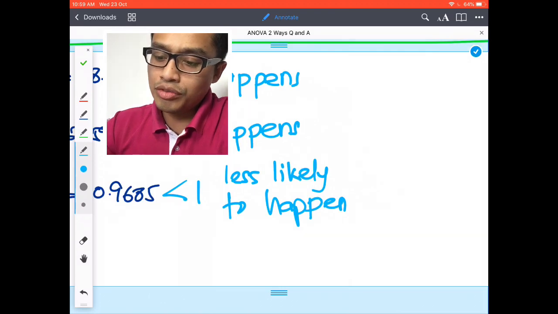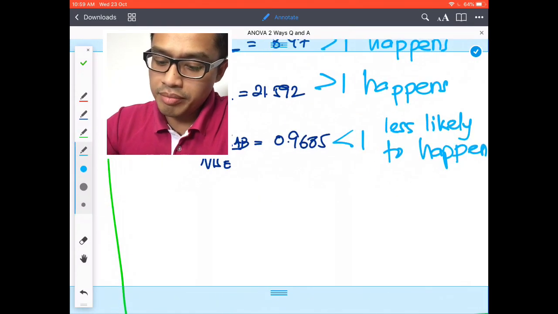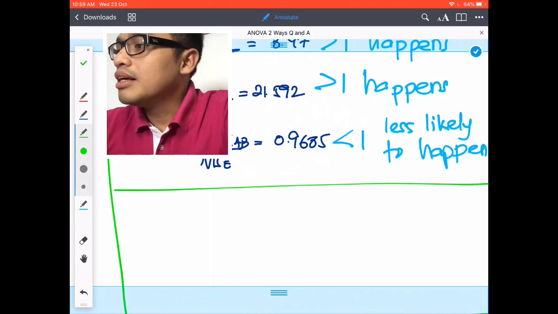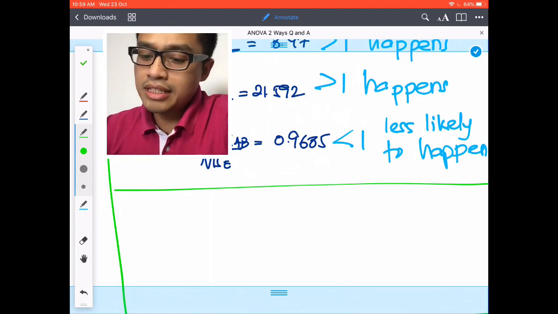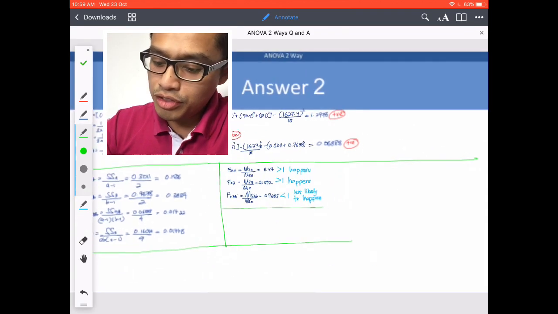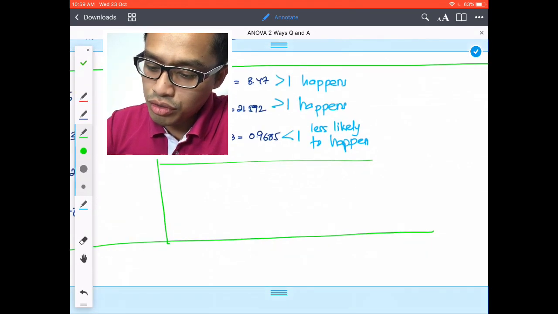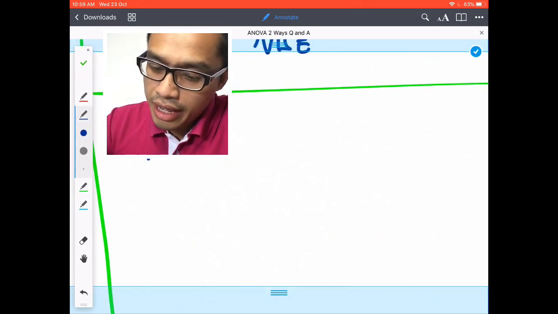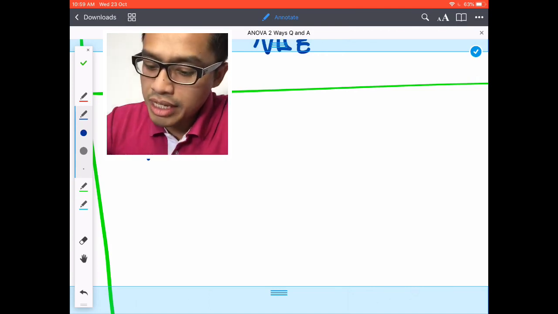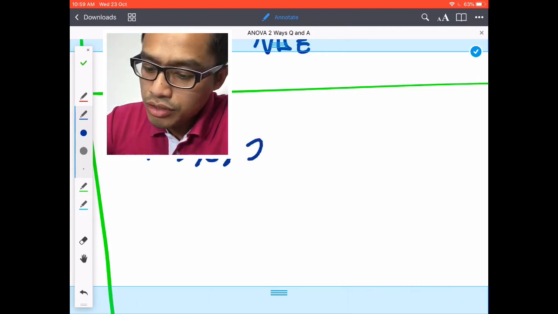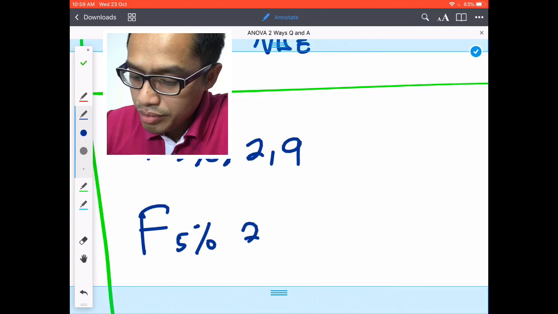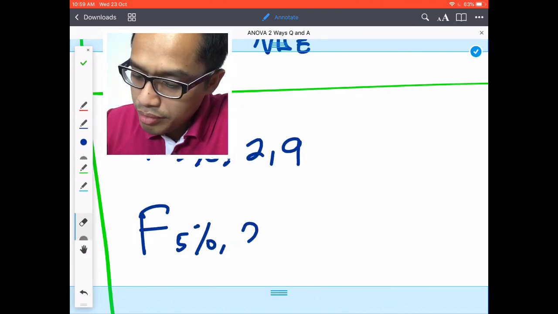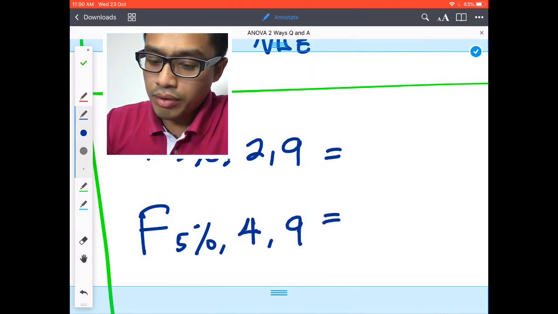Next step, you need to find H0 accept or H1 accept. So from the table, F 5%, 2 and 9, right? And the other one is F 5%, 4 and 9. Let's use 5%.